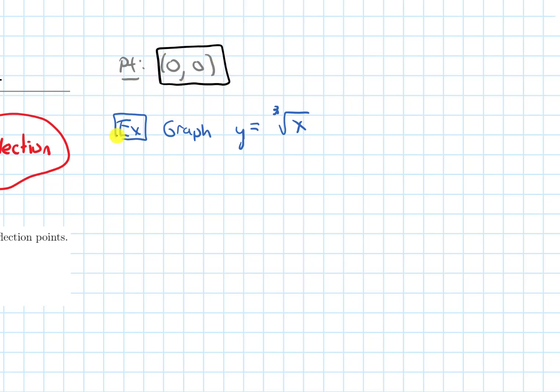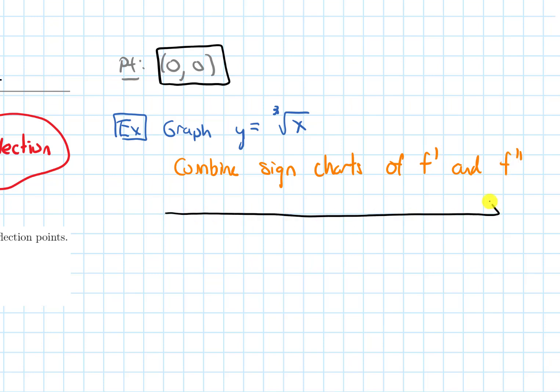Just for practice, let's use this information now to graph this function. We talked about how to do this in lecture. What we need to do is combine the sign charts of the derivative and the second derivative. So we're going to combine our number line, and we put a tick mark at any point that we put a tick mark at on either of those two sign charts. For the f prime sign chart, we put a tick mark at 0, and for the f double prime sign chart, we also put a tick mark at 0. But we already have one there, so I don't need to put another one.